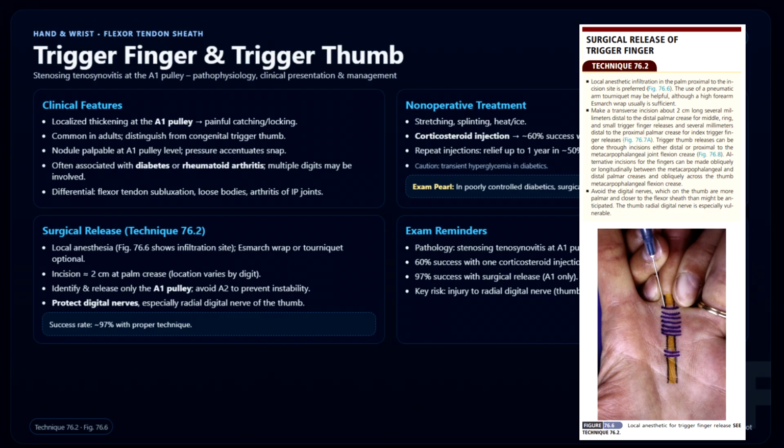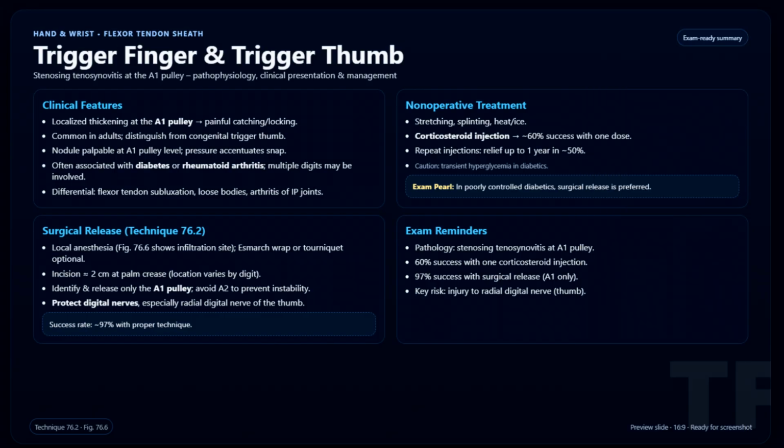Some surgeons prefer oblique or longitudinal incisions depending on finger involvement. The critical principle is to avoid injury to the digital nerves, particularly the radial digital nerve of the thumb, which is especially vulnerable. Once the incision is made, the surgeon identifies and releases the A1 pulley, and this relieves the constriction and allows the flexor tendon to glide smoothly without catching. It is important to not extend the release proximally into the A2 pulley, as this may destabilize the flexor tendon.